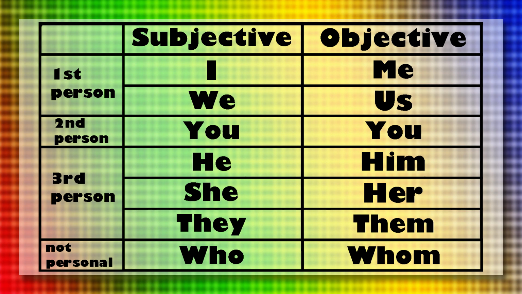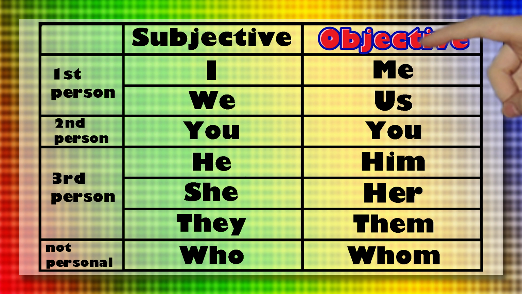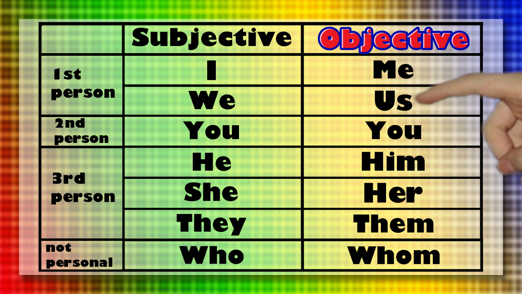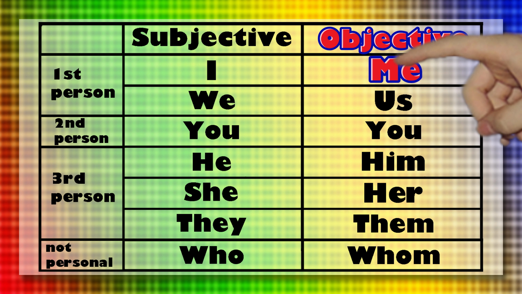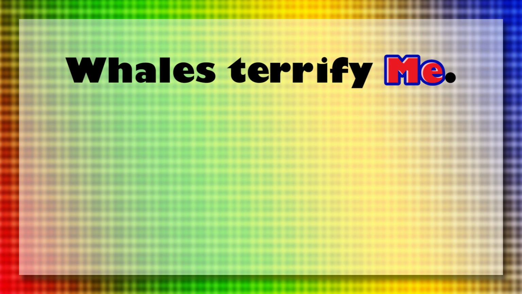Look at the chart again. I'm replacing my own name, so I need the first person pronoun in the objective case. That narrows it down to me or us. Because there is only one person, we use the singular me instead of us, even though it really should be us because whales are huge. So we choose me and replace my name with me, and we get the sentence, whales terrify me.